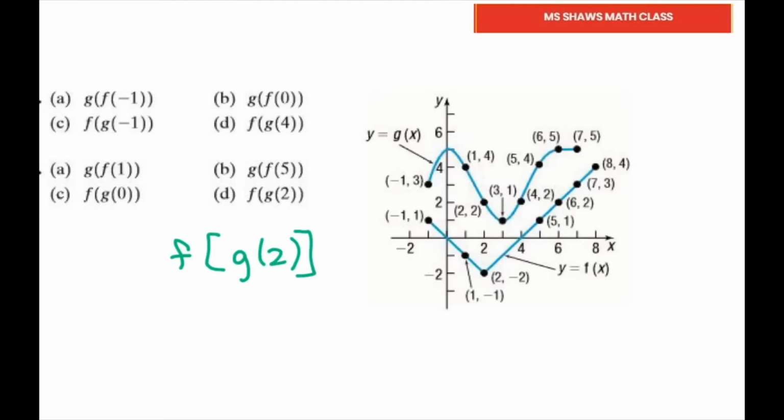And the last one, we have f g of 2. So go to 2, and our inner function's g this time. So you go up to 2. When x is 2, y is 2. So that's going to be 2. And then you evaluate f of 2. So we're back at 2 again. And this time the graph's below right here. And when x is 2, y is negative 2. So this whole thing equals negative 2. And that's all.